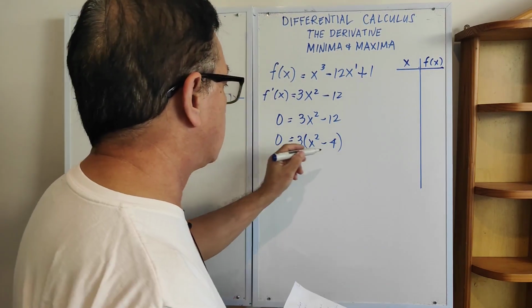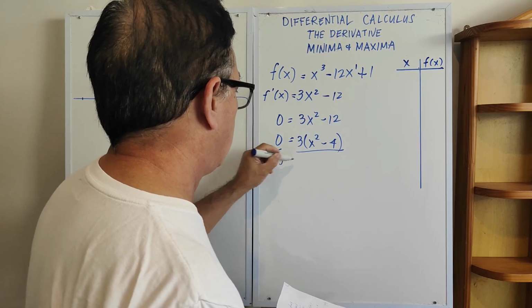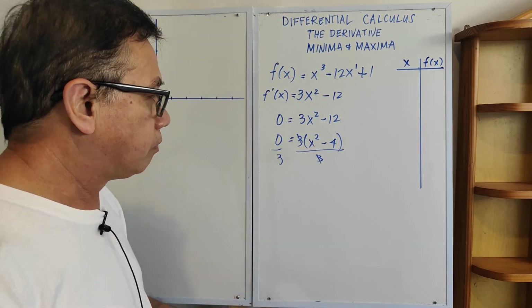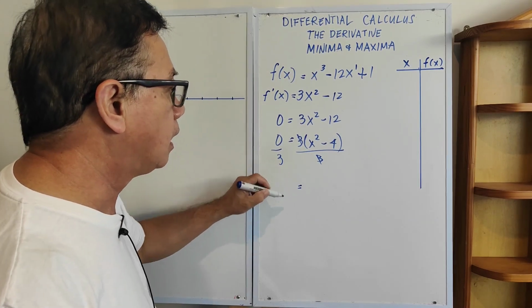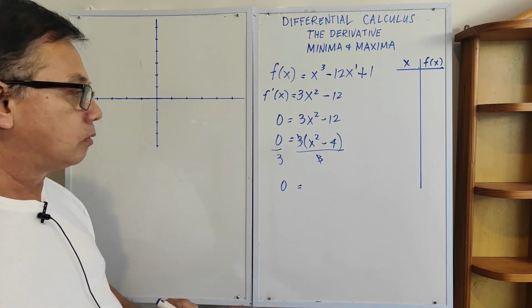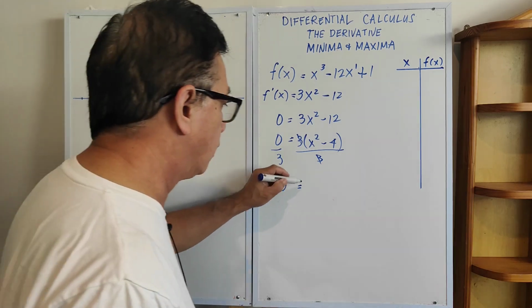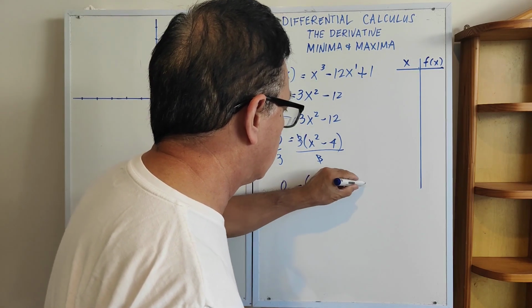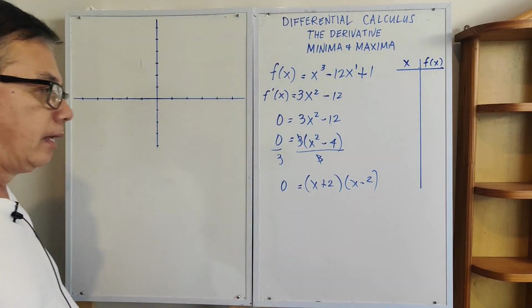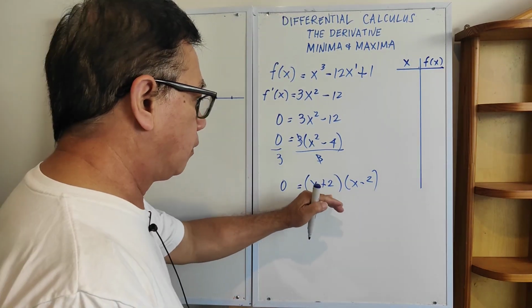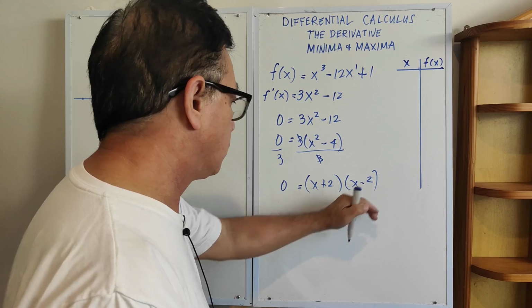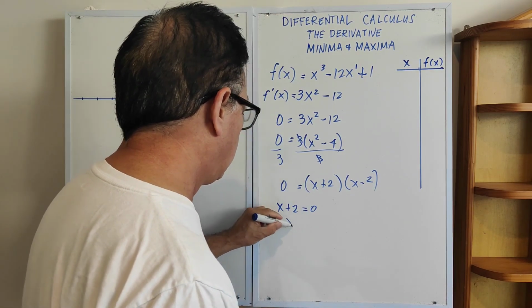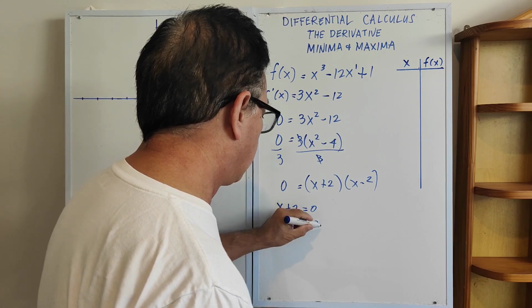We can divide both sides by 3, so 3 will cancel out. Now x squared minus 4 is a difference of two squares, so we can factor it again: x plus 2, x minus 2. Now we equate this one to 0, and this one to 0. x plus 2 is equal to 0, so x is equal to negative 2.